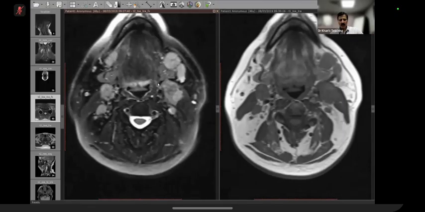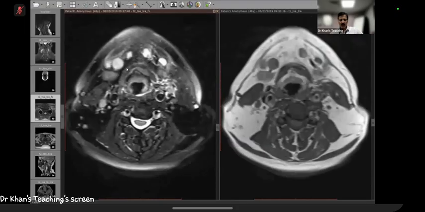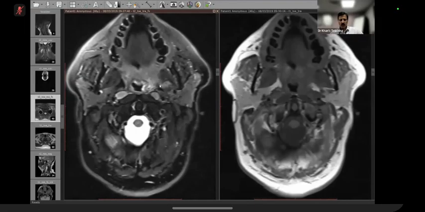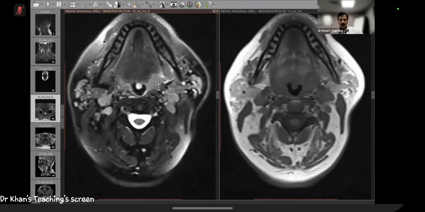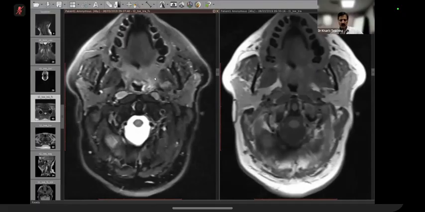If I go inferiorly, you can see these lymph nodes. Look at this, which is here. This is the sternocleidomastoid. This is the lymph node which is abnormal. Actually, this is a contralateral lymph node, level 1 node. Nodes we will cover next time. But you can see all of these are abnormal. So this is oropharyngeal carcinoma, which arises from the tonsil and then invades the surrounding structures like this.